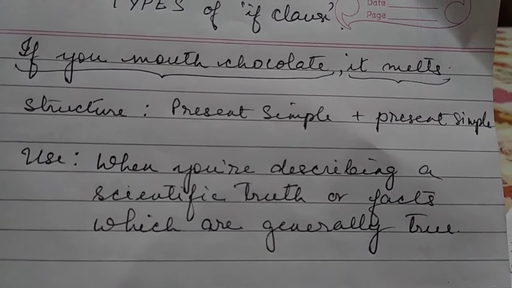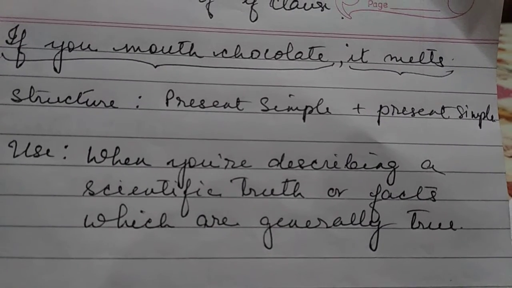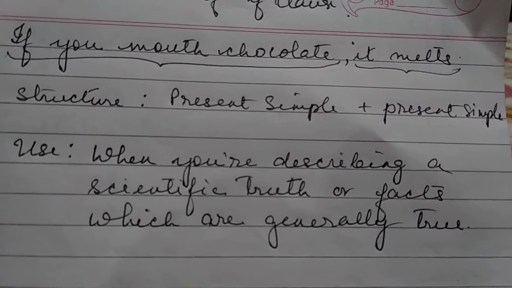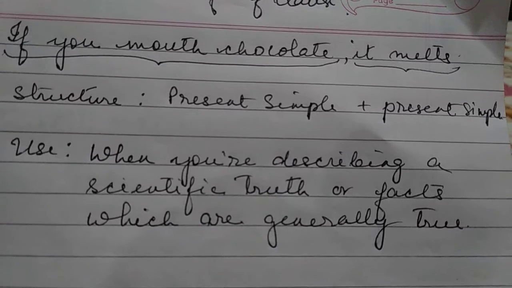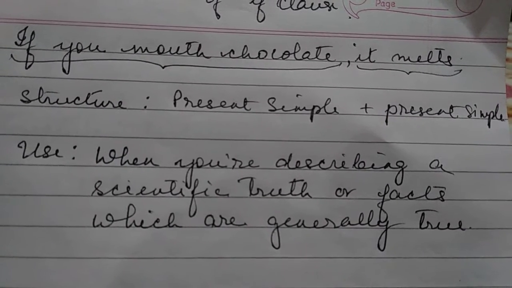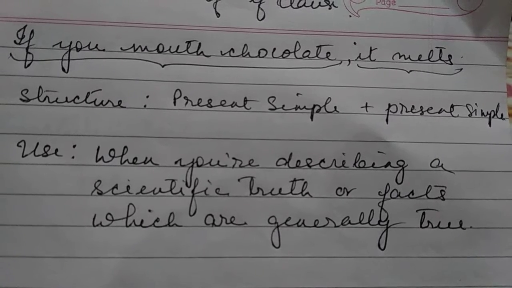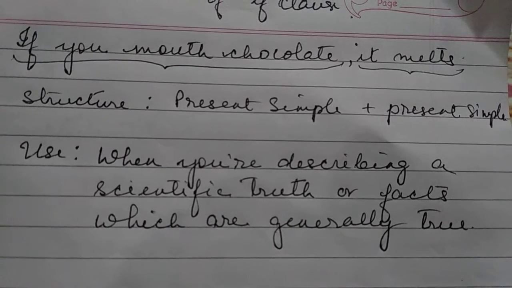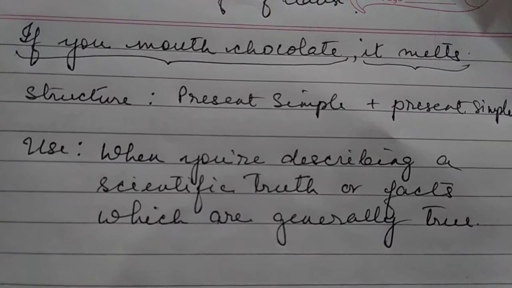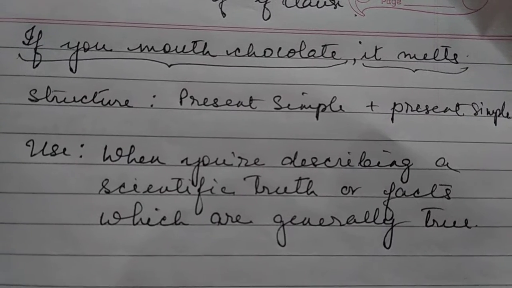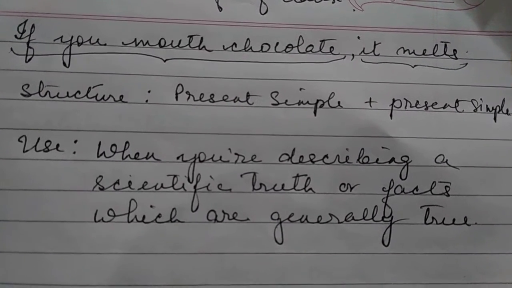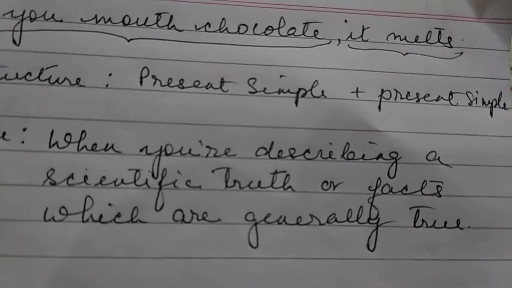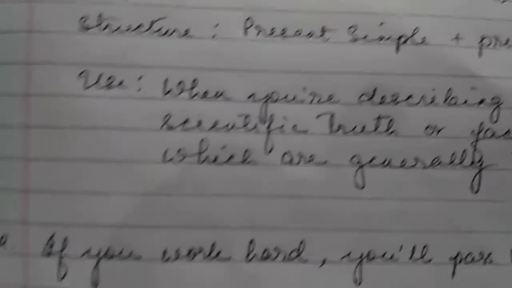Now, when do we use such type of sentence? We use such type of sentence with a structure present simple plus present simple in the two parts of the sentence when we are describing some scientific truth or some facts which are generally true. It's a fact. You put chocolate in your mouth and then it melts. And so in such cases, you normally use the structure present simple plus present simple. Now let's look at another type of sentence.